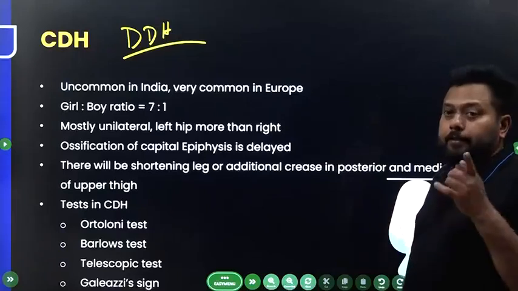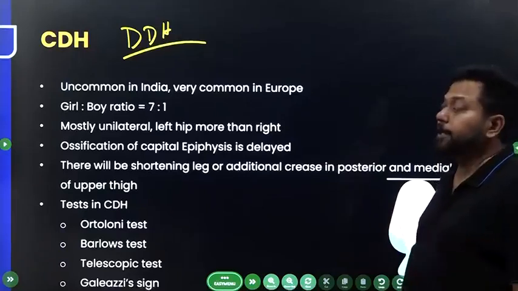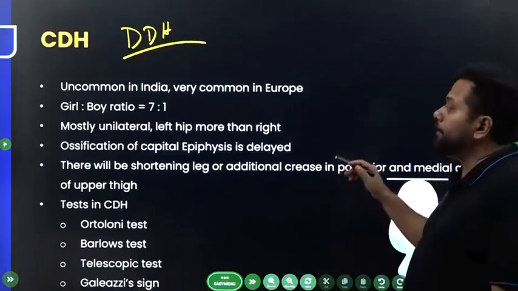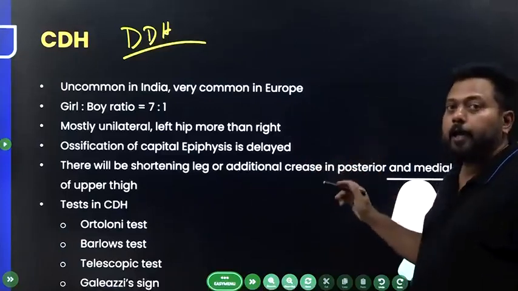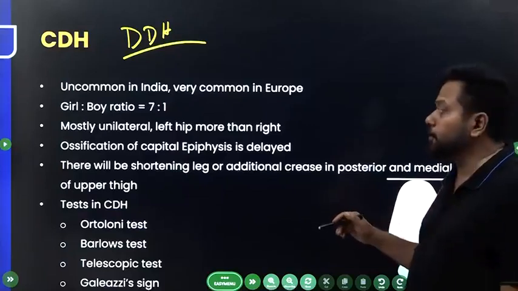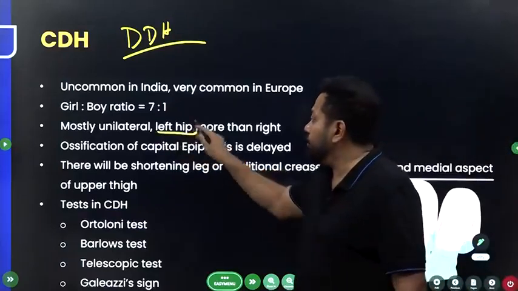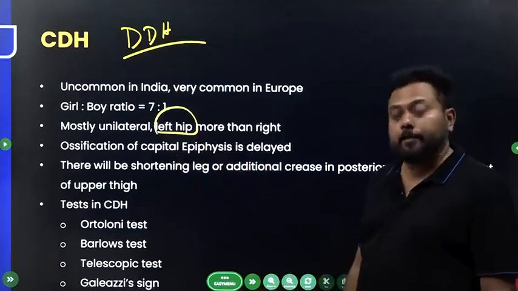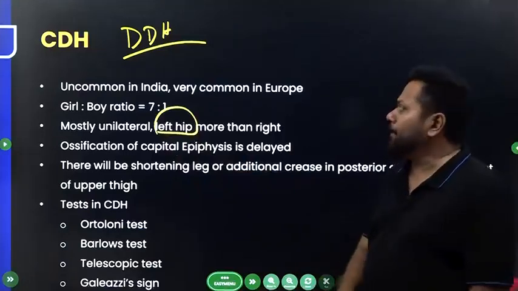I said CTEV is very common in boys. CDH is common in girls, in a ratio of 7:1, 7 girl babies to 1 boy. It's mostly unilateral, and for unknown reasons more common on the left hip. This question they have asked: which side is CDH common? It's on the left side.